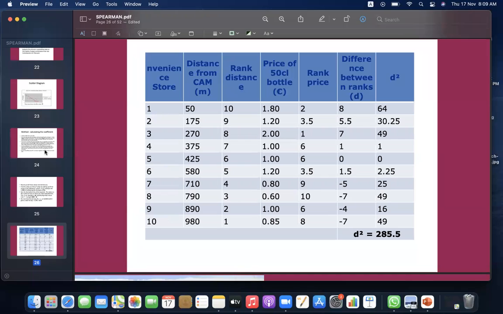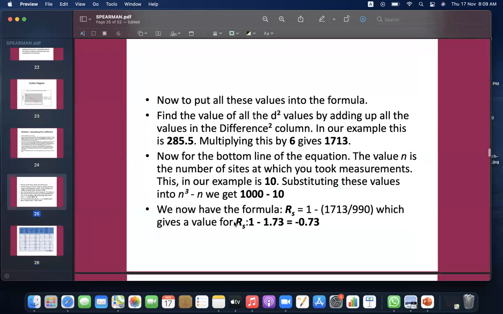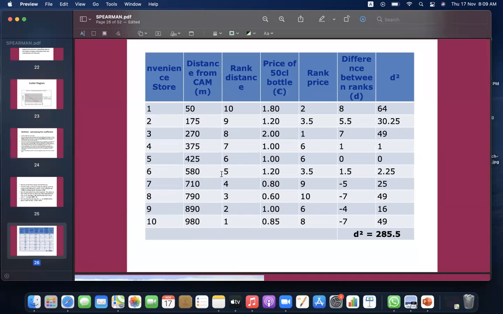You can see in this table as well that 980 is the highest value, so we gave it the first rank. Now put all these values in the formula. After finding the ranks, we have to find the difference, and this is the D, and then you square them, and this is the D square.